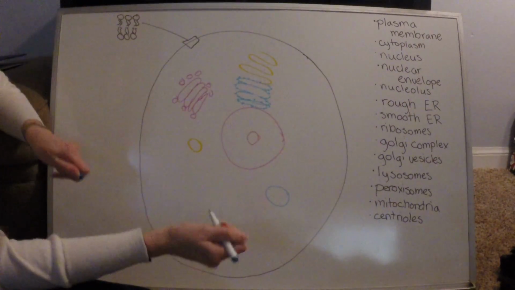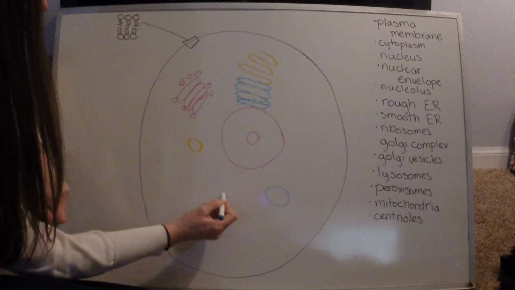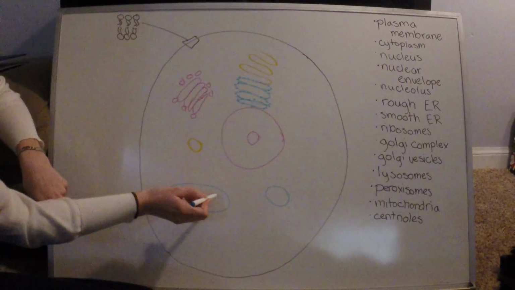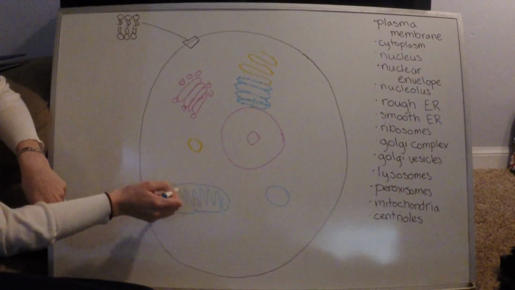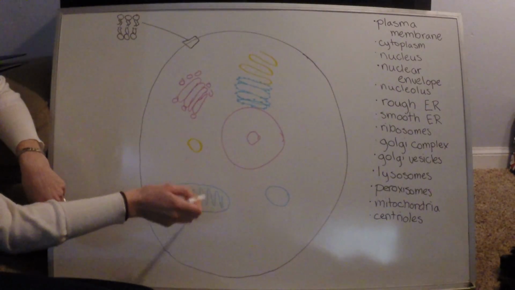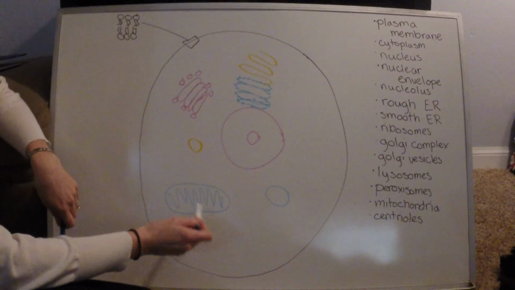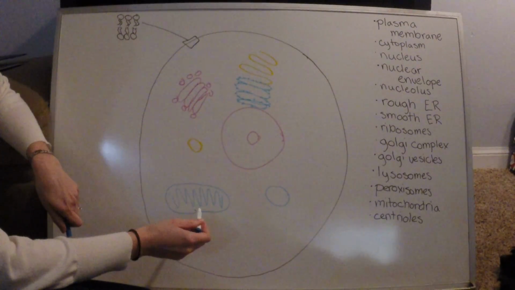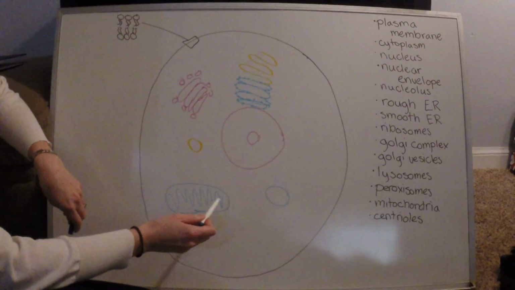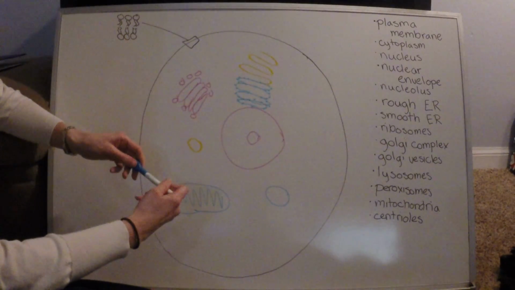And we also have mitochondria. Mitochondria are usually pretty easy to find because they'll be sort of oval in shape and they'll have sort of like lines going through it. The lines are actually part of the membrane. The mitochondria is where ATP, which is the energy that the cell uses, is produced.